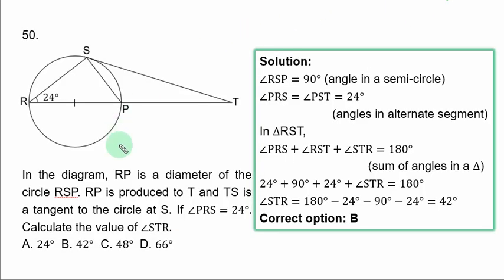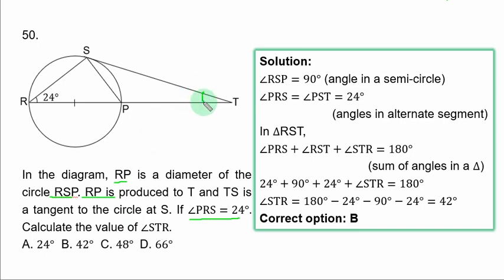Question 50. In the diagram, PR is a diameter of the circle RSP. PR is produced to T, and TS is a tangent to the circle at S. If angle PRS is equal to 24 degrees, calculate the value of angle STR. That is this angle.